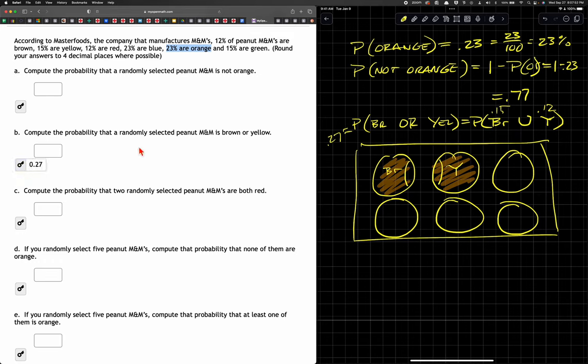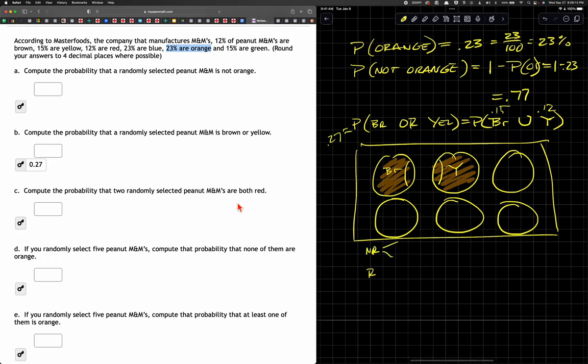So for the numbers that we have here, 27%. Okay, compute the probability that two randomly selected peanut M&Ms are both red. Working on this, we would make a tree diagram. You could have red, and all the other five, and have all the branches and all that kind of stuff. We could, like we did up here, simplify the image by just saying red, not red.